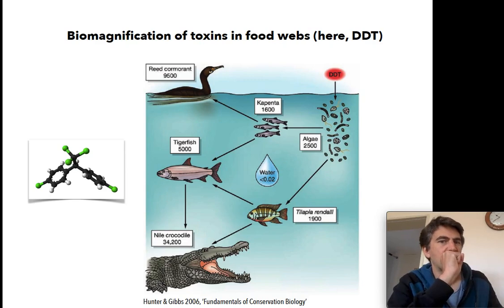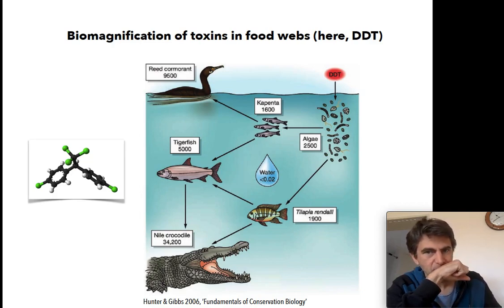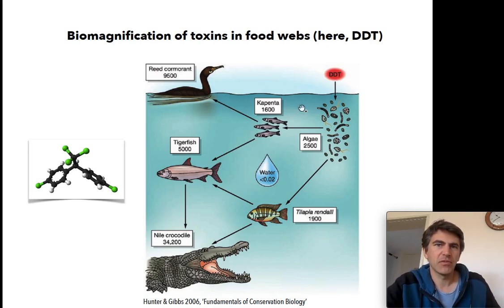Biomagnification, I mentioned before, so in the fatty tissues of species, some of these substances can accumulate and then be carried through the whole food web. So you can find, for example, that toxins, in this case DDT, enter the food web and then travel through the environment and accumulate to different extents in the fatty tissues, such that you have particularly high accumulations somewhere higher up in the food chain.